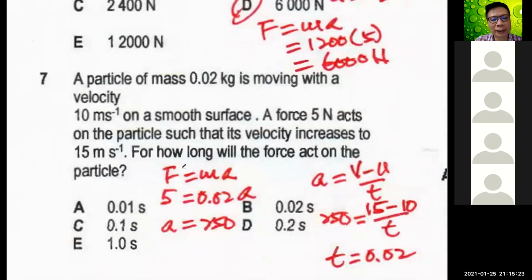Okay. First, use F equals ma, find the a. Okay. 250. And now use this formula to find the time. How long will the force act on the particle? Use this formula to find the time. Acceleration is v minus u over t, a is 250. Final velocity 15, initial 6, 10. All this is given in the question already. Then you find the time, solve the equation, 0.02. Okay.